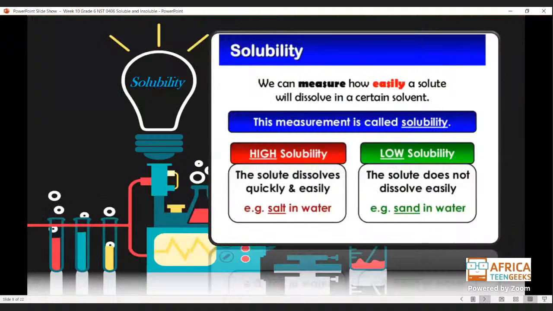Okay. We then started talking about solubility. All right. When we measure how a solute dissolves into a certain solvent, it's called a measurement of solubility. You get high solubility when a solute dissolves quickly and easily, like salt in water. We get low solubility when it doesn't dissolve easily, like sand in water. Okay. So this was covered yesterday as well.